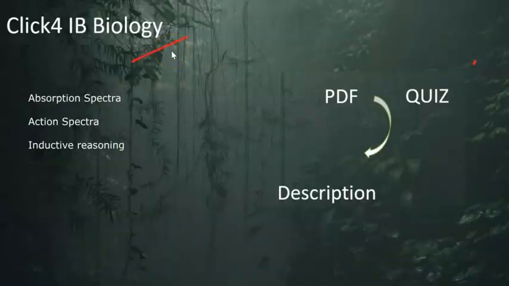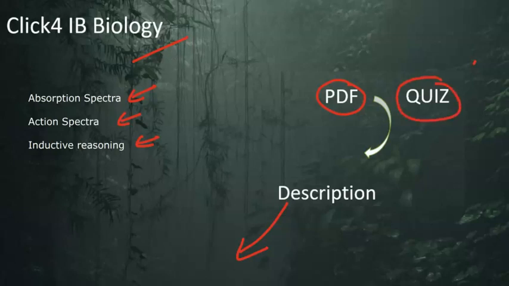Click for IB Biology. Here we're looking at absorption spectra, action spectra, and inductive reasoning in developing our understanding of the process of photosynthesis. There is a PDF in the description for you to annotate with your own notes and a quiz for you to use to check your understanding of the content presented here.